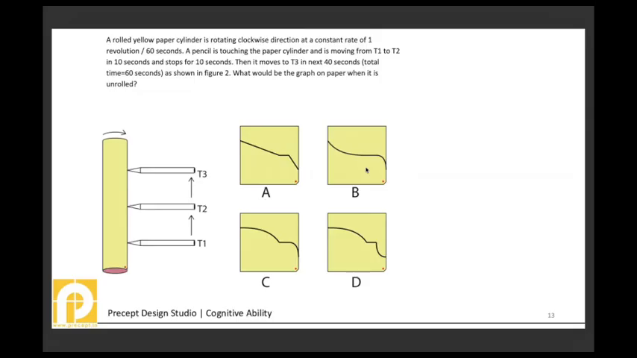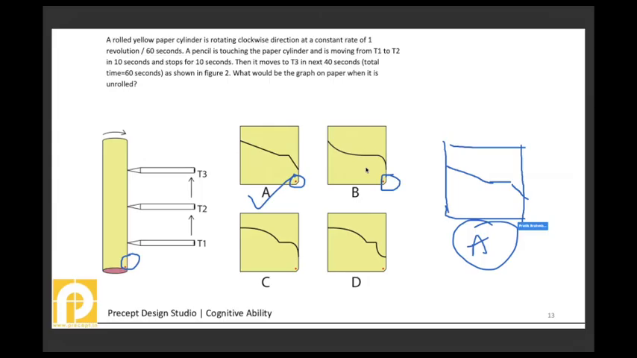This is the starting point. So what will be the graph that will be seen on the paper? Because it is moving at constant speed, there will be an angle, then a horizontal line, and then a skewed angle. So the correct answer will be option A. Okay, we'll move to the next one.